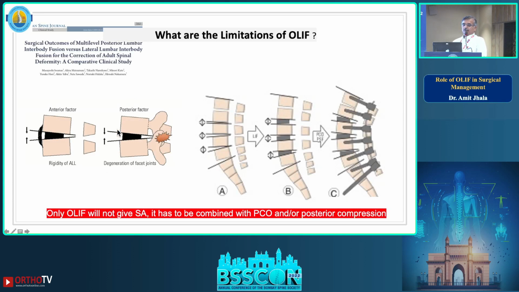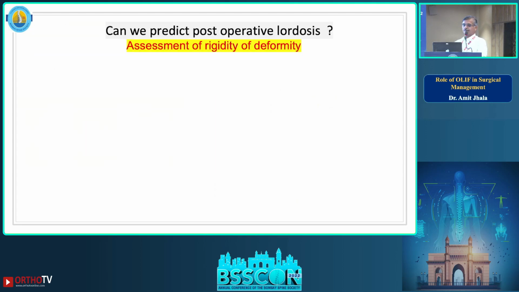What are the limitations of the OLIF? Anteriorly, there is a rigid ligament, the ALL. That's one of the limitations, and posteriorly there are degenerated facet joints. So these are the two limitations, and you cannot get 100% correction by these things. OLIF or lateral fusions can give you a fair moderate degree of correction, but if you want a little bit more, then you have to do a posterior correction by compression from the posterior.